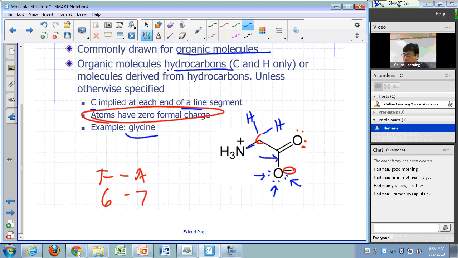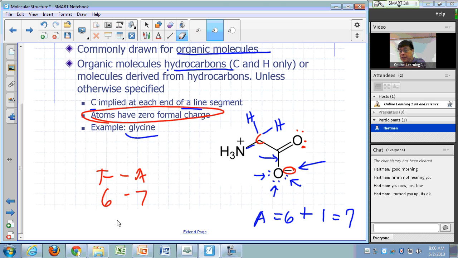So you can see it now appears to own 6 in the 3 lone pairs, plus half of the bonding pair, which is 1. So in this case, it appears to own 7. So that's what's implied when you put that negative formal charge on the oxygen.